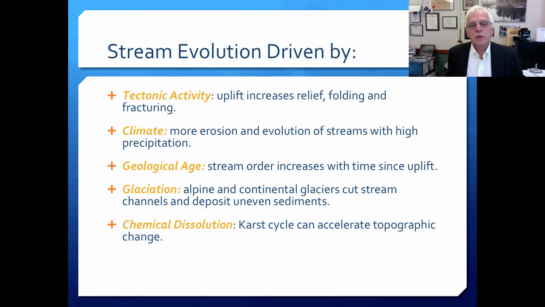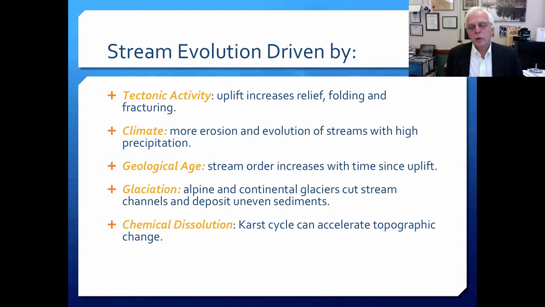So stream evolution is driven by a large number of factors, including tectonic activity, climate, geological age, glaciation, and chemical dissolution. Tectonic activity has an effect because the uplift increases relief, and folding and fracturing change the landform that the streams will follow. Climate is important because you clearly get more erosion and evolution of streams with high precipitation. Of course, more water will move more material.